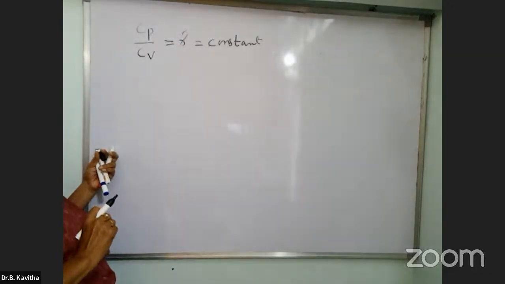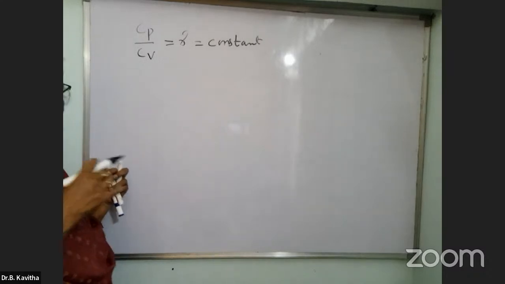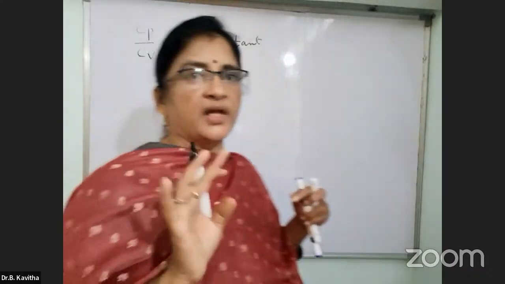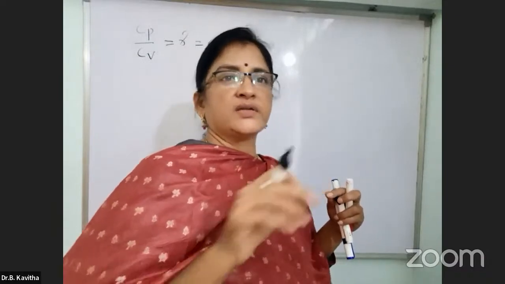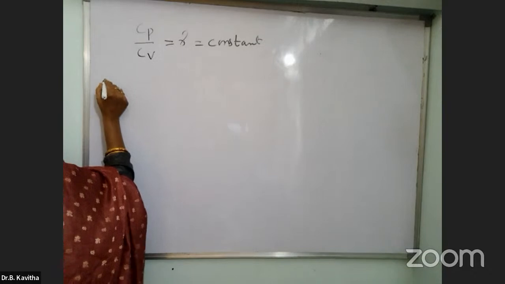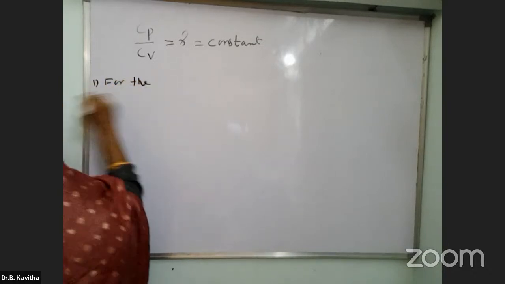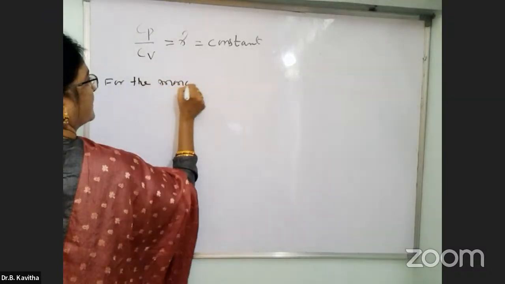Now they have given some values for the Cp and Cv for the different gases, for the monoatomic, for the diatomic, and for the triatomic they have given. And you have to remember all these values. Okay. And I'm writing all those things here. First one, for the monoatomic gases.